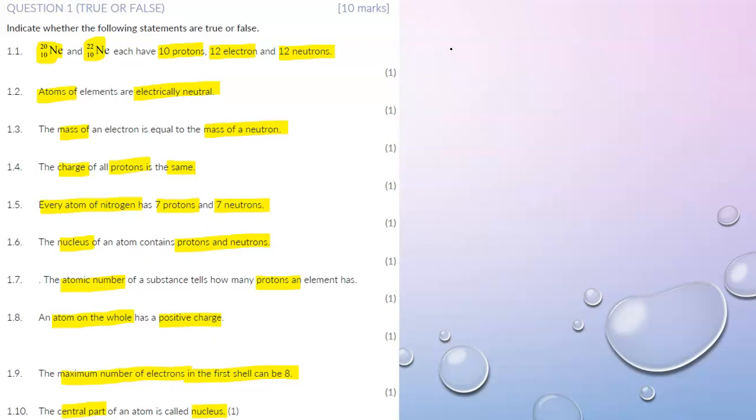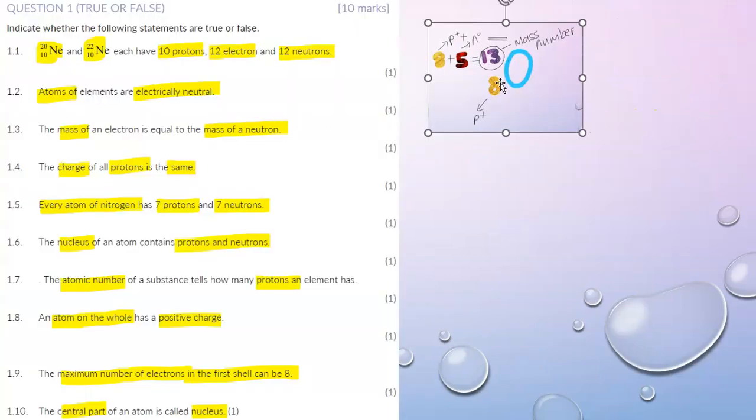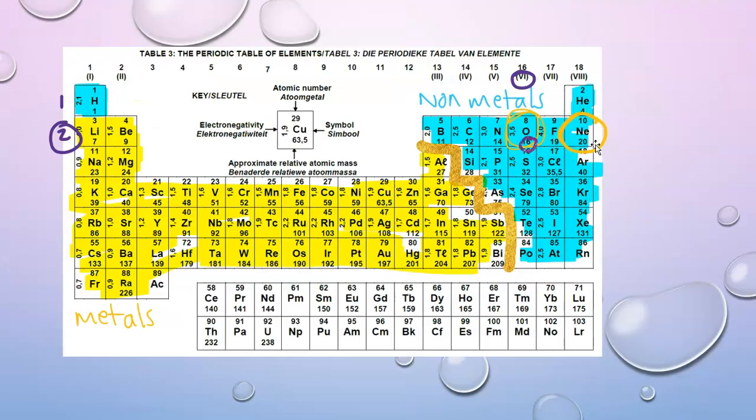So if we look at question 1.1, they write neon in this way. And when they write neon in this way, it means that we are busy with this. Okay, so there's my little cheat sheet. And then I just want to go to the periodic table and actually look at neon. So neon is over there. It is number 10. And because it's in column number 8, we know it's a noble gas.